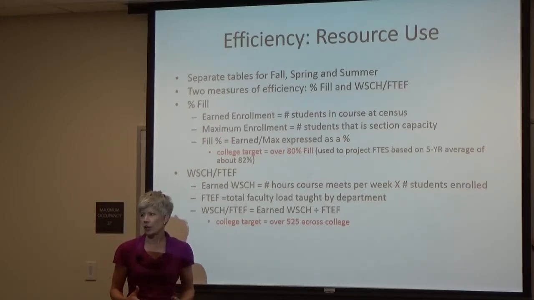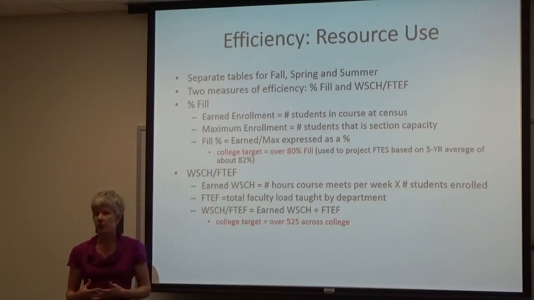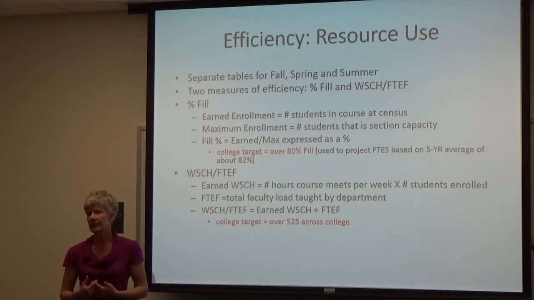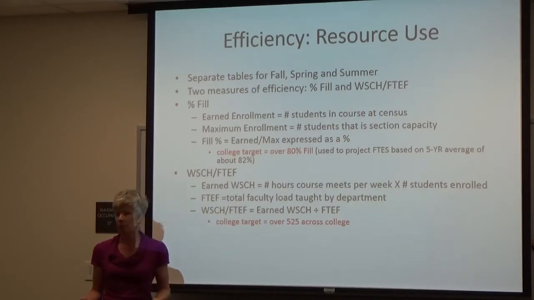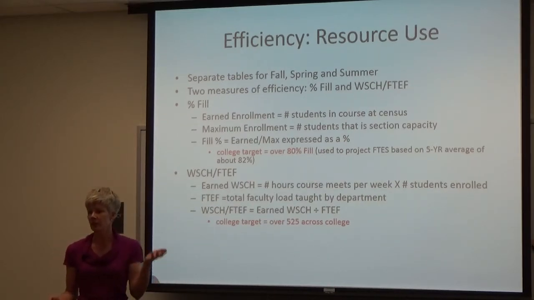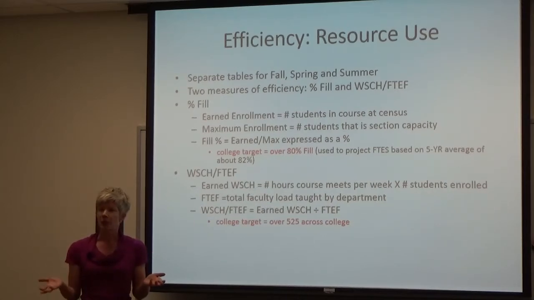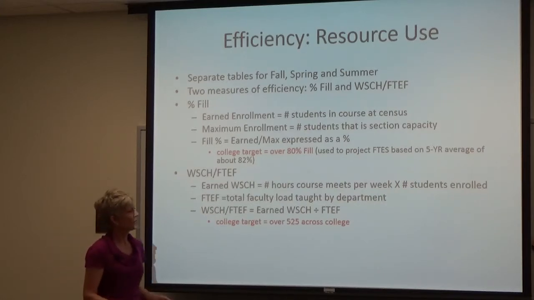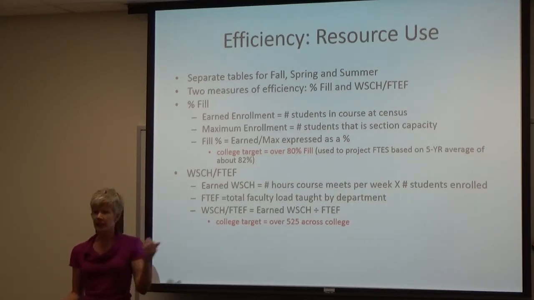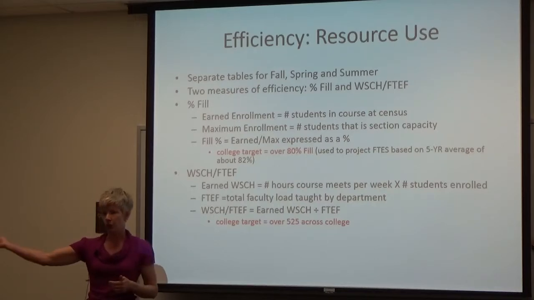FTEF is the full-time equivalent faculty load, just like we talked about in the faculty staffing table. The reason we want to make a ratio of WSCH to FTEF is that the college gets its money from the state based on how many FTES we have, how many students we have filling up our courses and all the units they're taking. And our main expense that we pay out is salary for faculty. So this ratio of WSCH per FTEF is a measure of the college's income to the college's outgo.